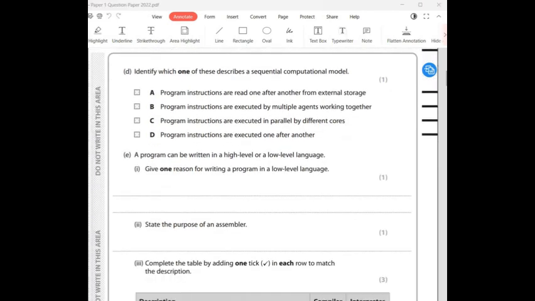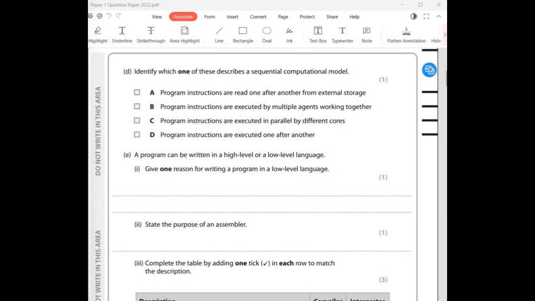Okay, so what we need to do now is identify one of these that describes a sequential computational model. It's not going to be A, it's not going to be B, and it's not going to be C. C describes a parallel computational method, B describes a multi-agent computational model, and A describes a method of accessing data from secondary storage devices. So it's not any of those, so it's D. Okay?